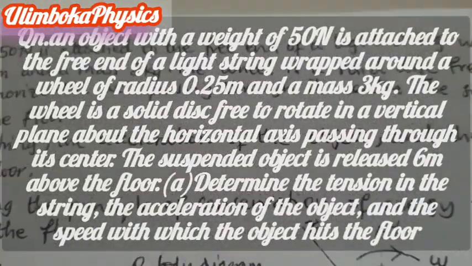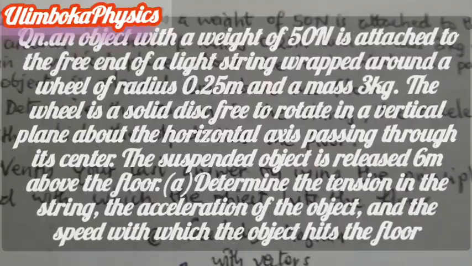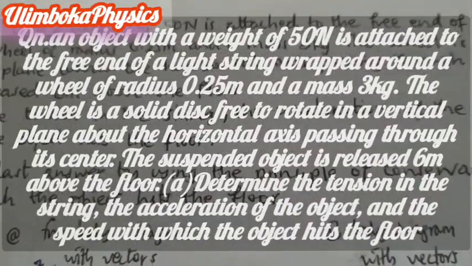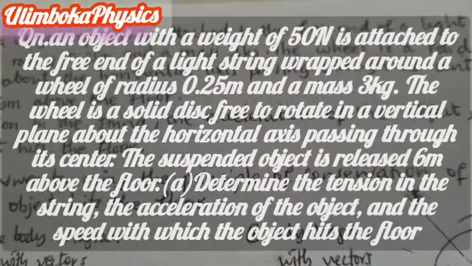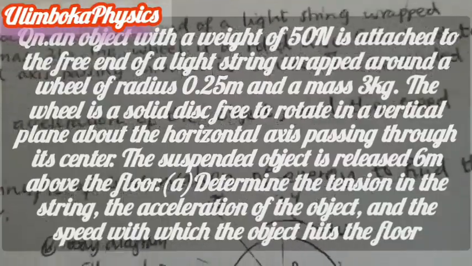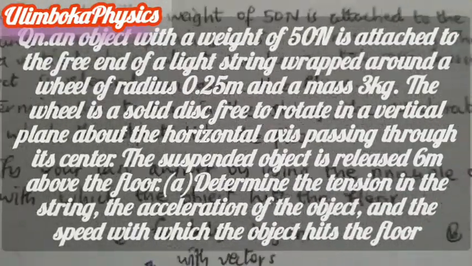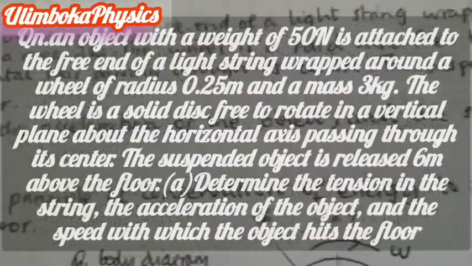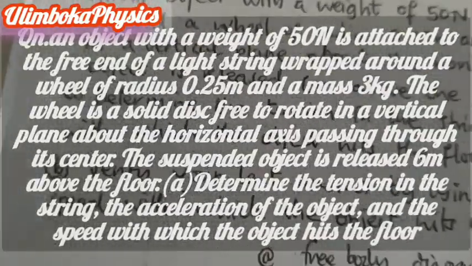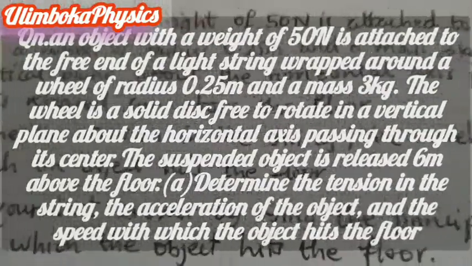We have a question below that states that an object with a weight of 50 Newton is attached to the free end of a light string roped around a wheel of radius 0.25 meter and mass 3 kg. The wheel is a solid disk free to rotate in a vertical plane about the horizontal axis passing through its center. The suspended object is released 6 meters above the floor.